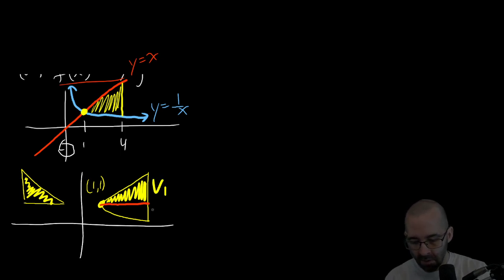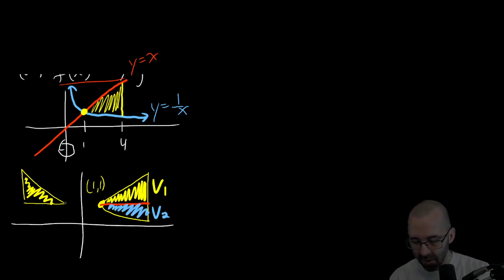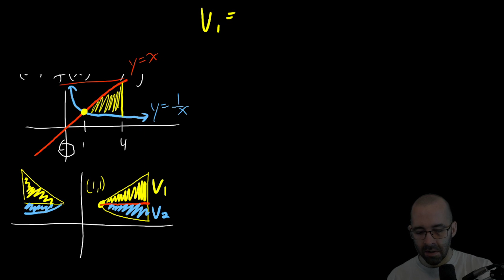V1 and V2. And V2 is going to look like that region rotated around the y-axis. So let's do them one at a time. V1 is going to be pi times the integral. Now we're in y coordinates. We're rotating around the y-axis. We need y coordinates.